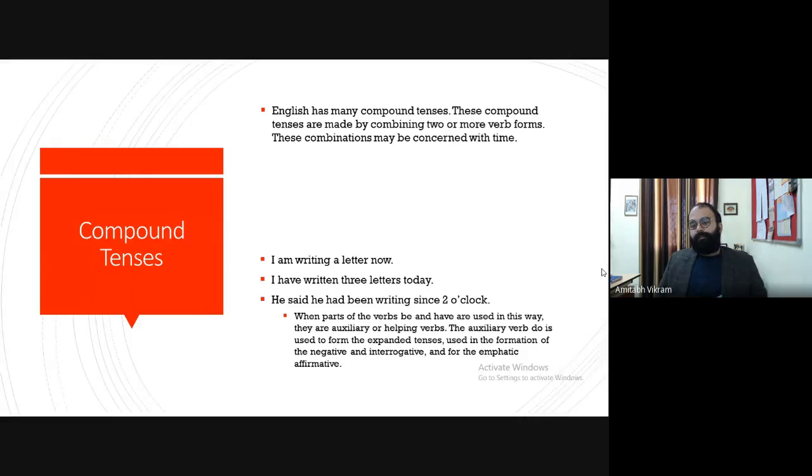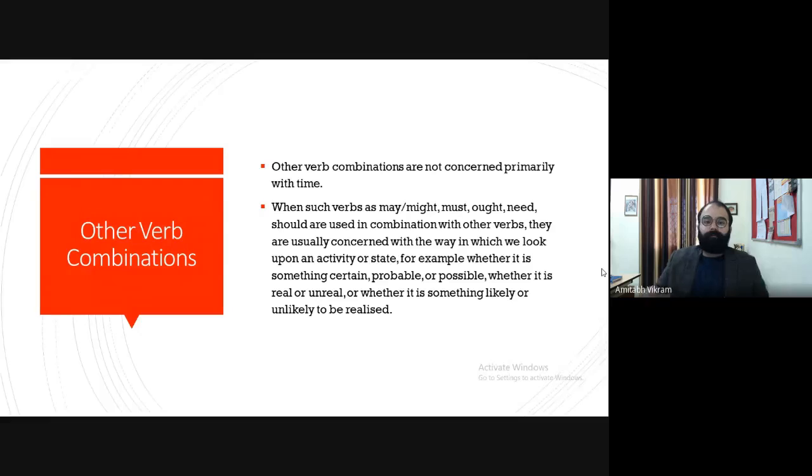But the crucial point is you need to understand that there is no one-to-one match between tense and time. Present tense can also express something in future, something that is in past. At the same time, past tense can also express something in past, present, and future. So there are other verb combinations. Other verb combinations are not concerned primarily with time.